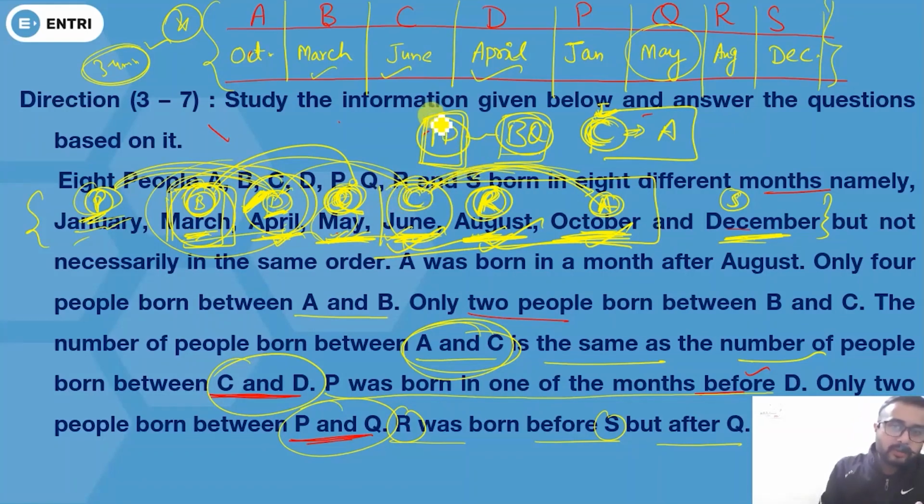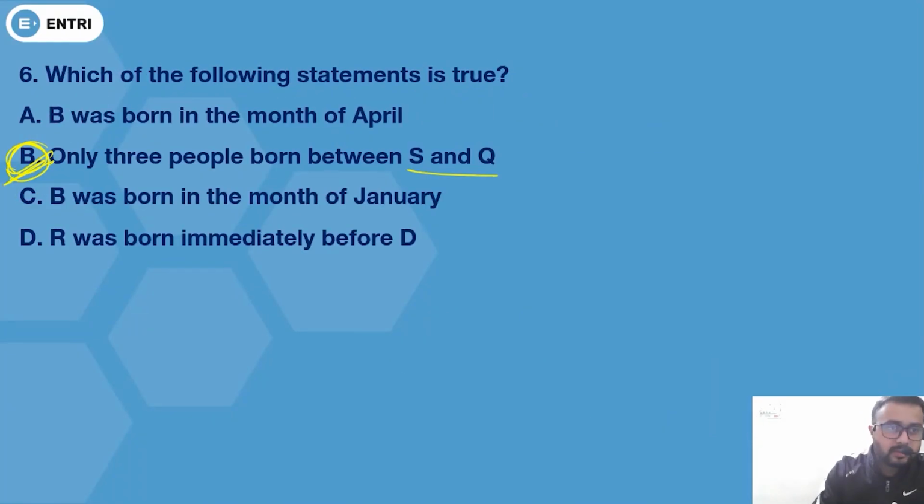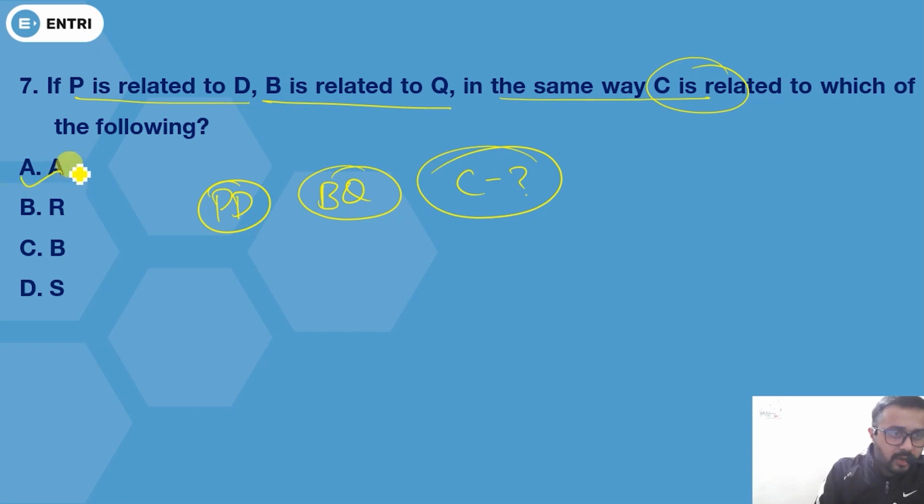Because according to this, first was P and then third person was D. According to this, second was B and your fourth person was Q. So similarly, if C comes first, then after that A will come. So A will be the right answer, not D. So I hope this concept is clear to you, A will be the right answer.